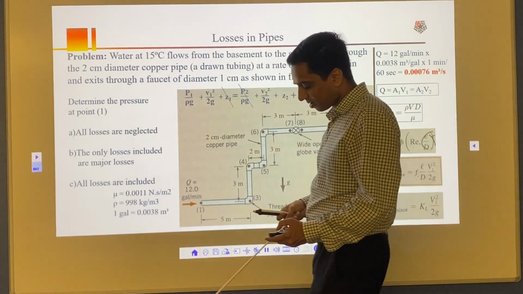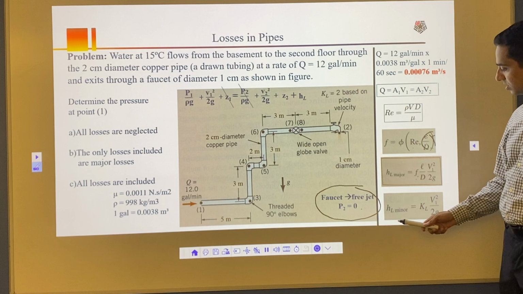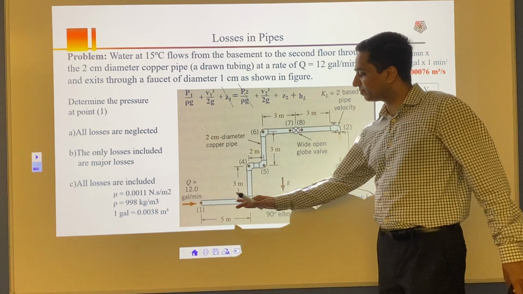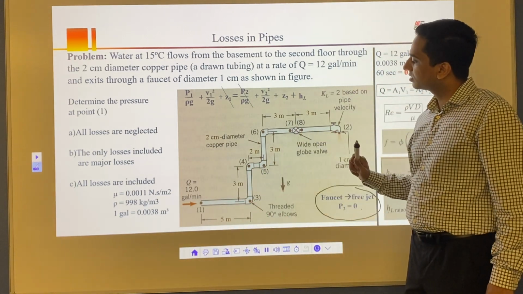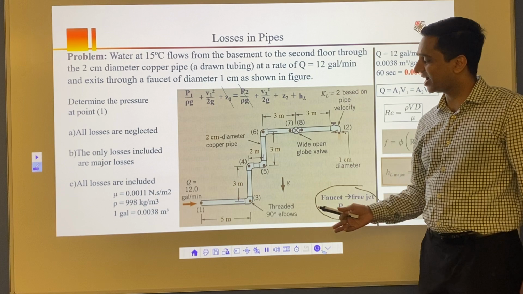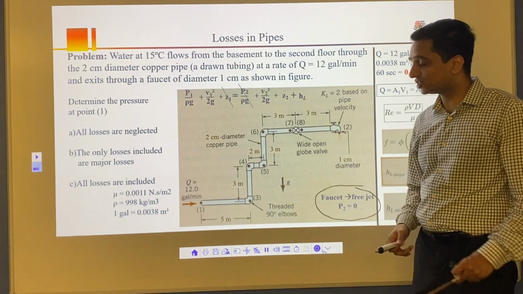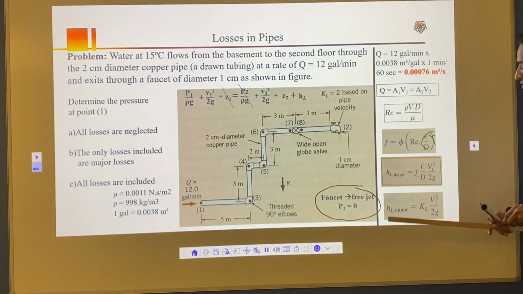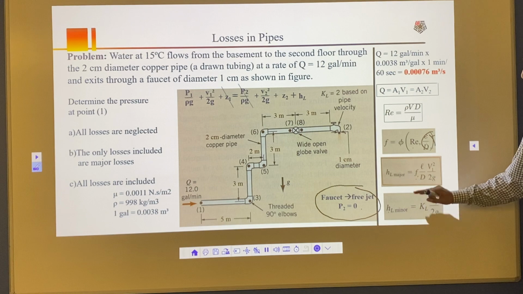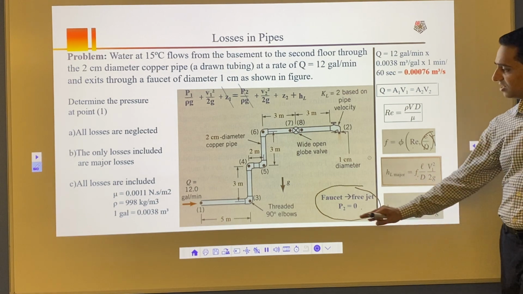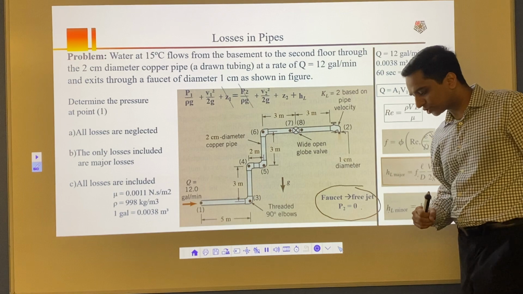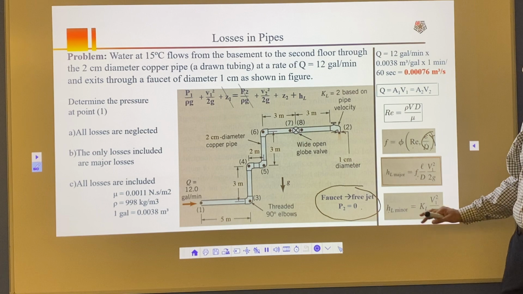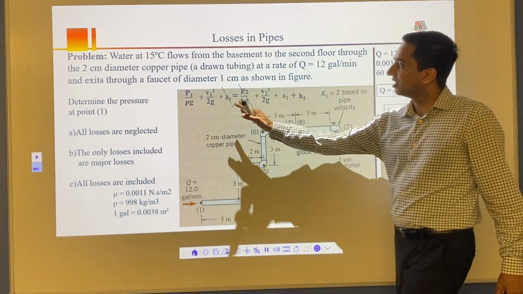And then the third part of the problem, HL minor. The third part says all losses included. It means you are going to include your friction loss, and then you are going to include your kinetic energy loss. That's your minor loss here, here, here, here, here, at these joints. For the third part, you already have HL major. Calculate HL minor: add the KL here, here, here, here, all those loss coefficients, sum of that, times V1 square by 2g, and you will get your HL minor. Add this HL major and HL minor here, and calculate P1.